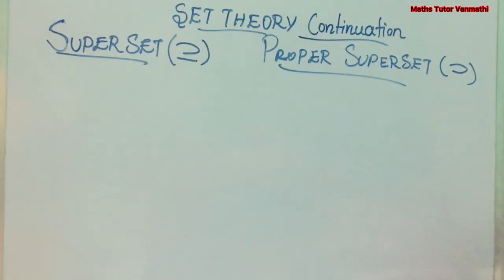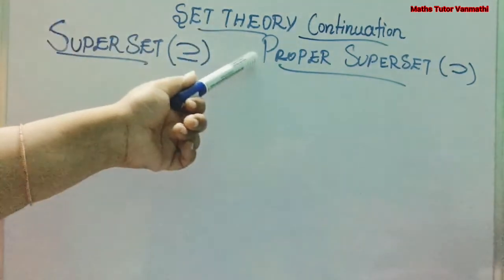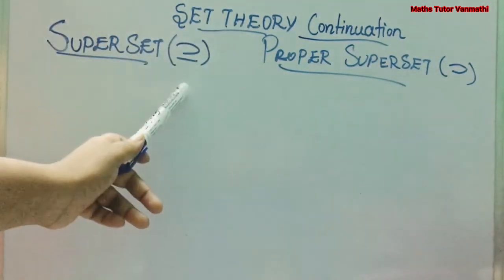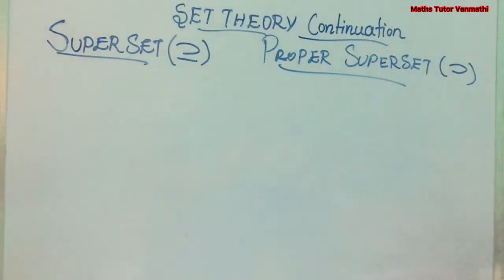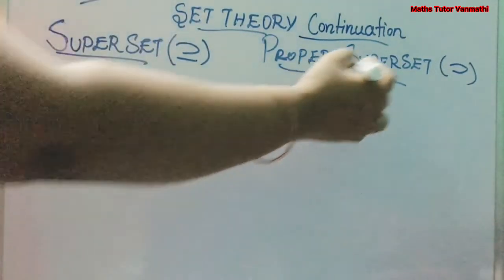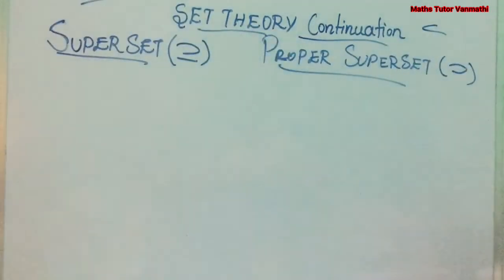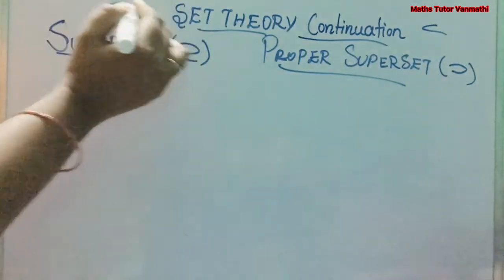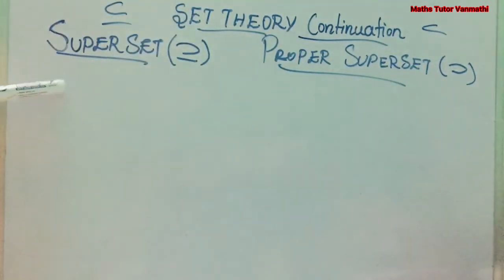Now we can see what is meant by a superset and a proper superset. The reverse of subset is called a superset, and the reverse of proper subset is called a proper superset. By the symbol you can see: for subset we have used this symbol and for proper subset we have used this, and these are the reverse. This is the reverse, for superset, and this is the reverse for proper superset.